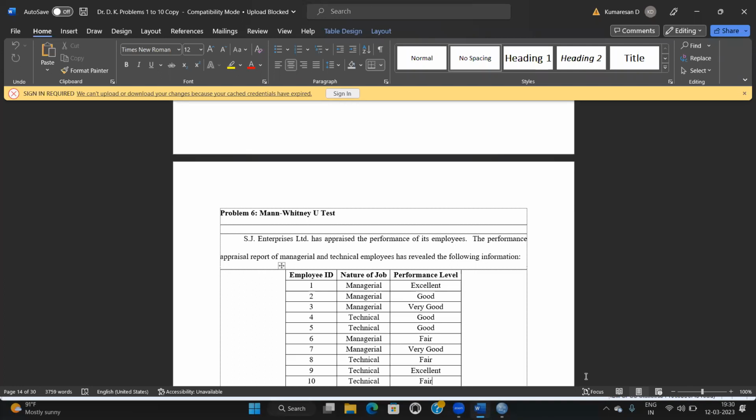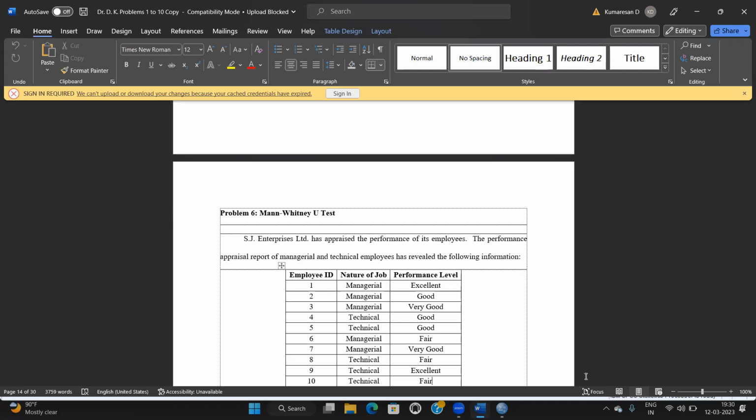So before collecting the data, when you are designing your research, you are preparing your research design, at that time itself you can decide which test will be appropriate for your study.